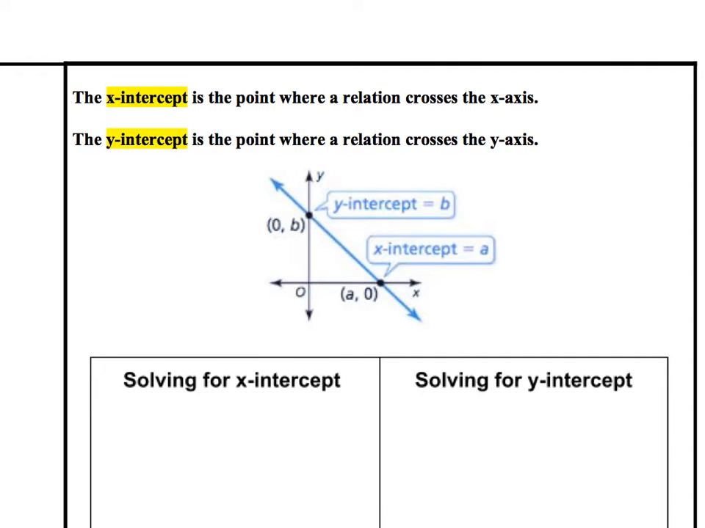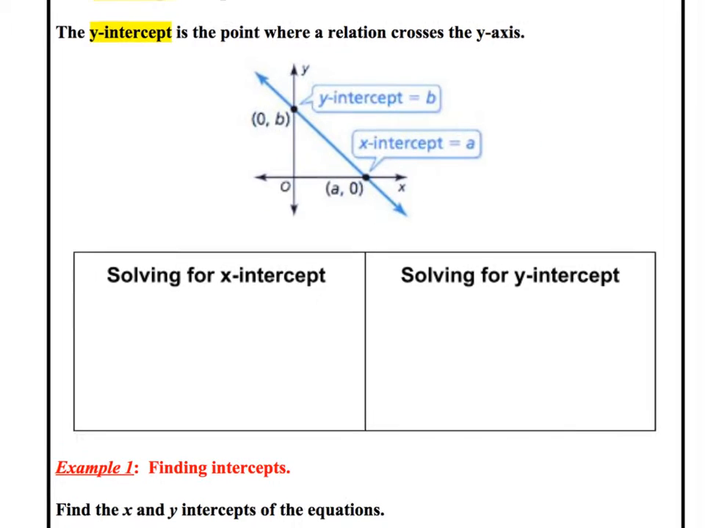This is the y-intercept because it's on the y-axis. So you have the x-intercept on the x-axis. The x-intercept, notice, is always a number and then 0, because on the x-axis, y is equal to 0 because it's not gone up at all. And then this one is always 0 and then a number, because on the y-axis, x is always equal to 0 because you haven't gone left or right.